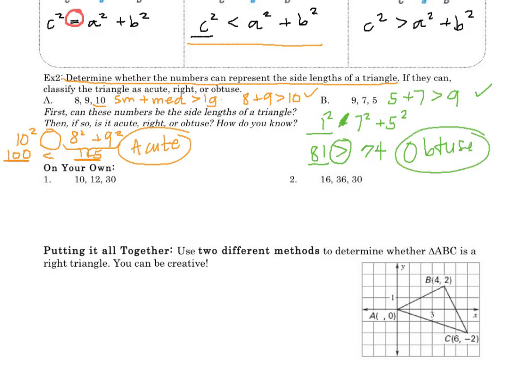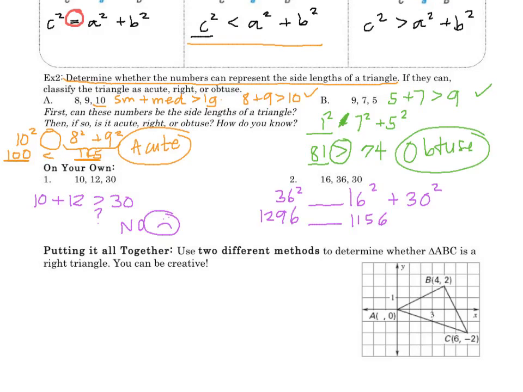Okay, so now I'd like you to try on your own problems 1 and 2. Again, remember to check and see if it is a triangle first. Okay, so hopefully on problem 1, you set this up first, small plus medium, is it bigger than the largest side? This is only 22, so this is actually not even a triangle. So that wasn't much work at all. All we had to say was, this isn't a triangle. I can't decide if it's acute, right, or obtuse, because it's just not even a triangle.